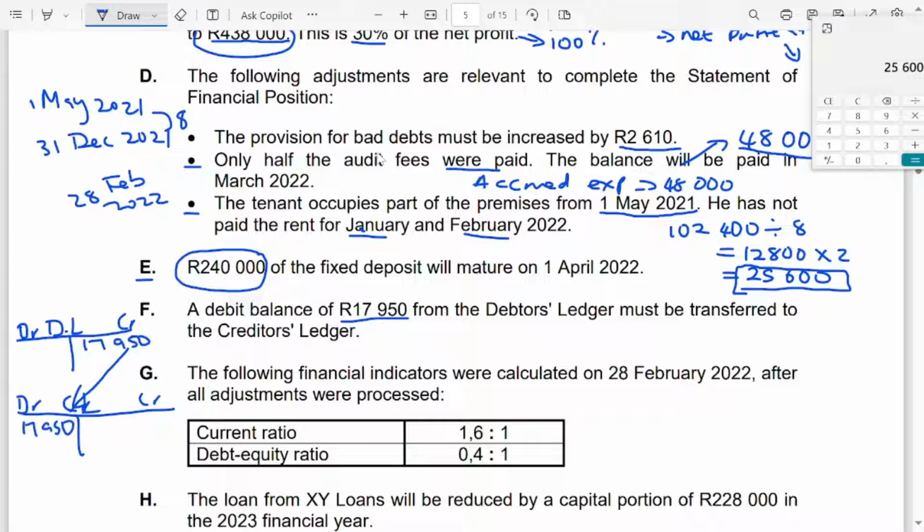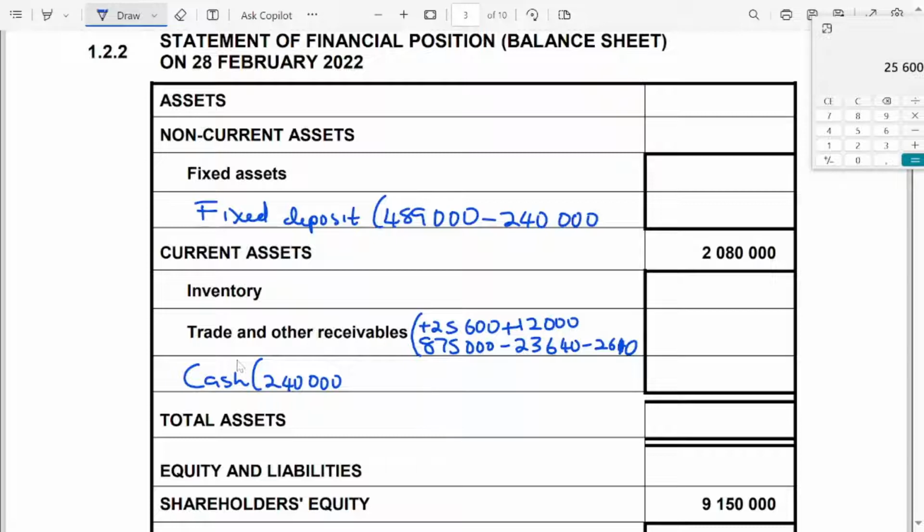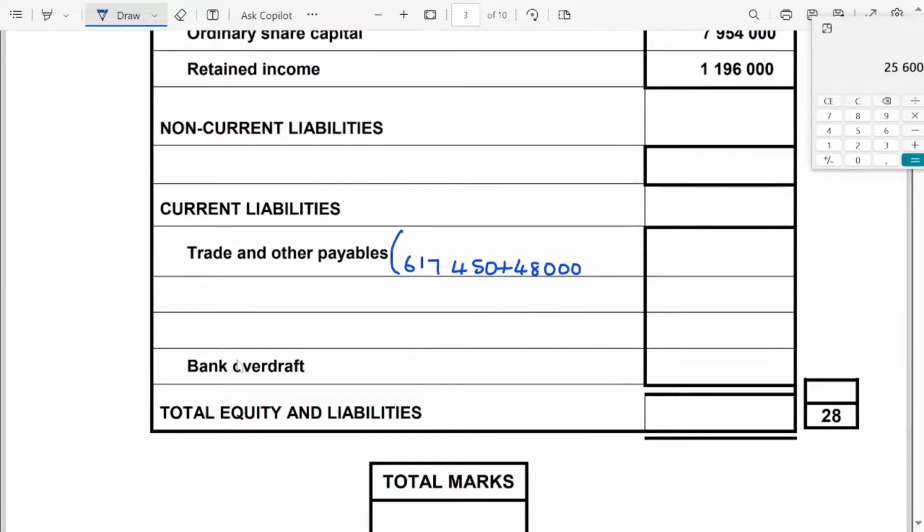Now we can see what is happening. The debtor's ledger is decreasing, and also the creditor's ledger is decreasing, because we are transferring the debit balance. So when we are transferring it from a debtor's ledger, we must first credit it, then we can transfer it. So it is 17,950. It means that the debtor's control is decreasing with 17,950, and then also the creditor's control is decreasing with 17,950.